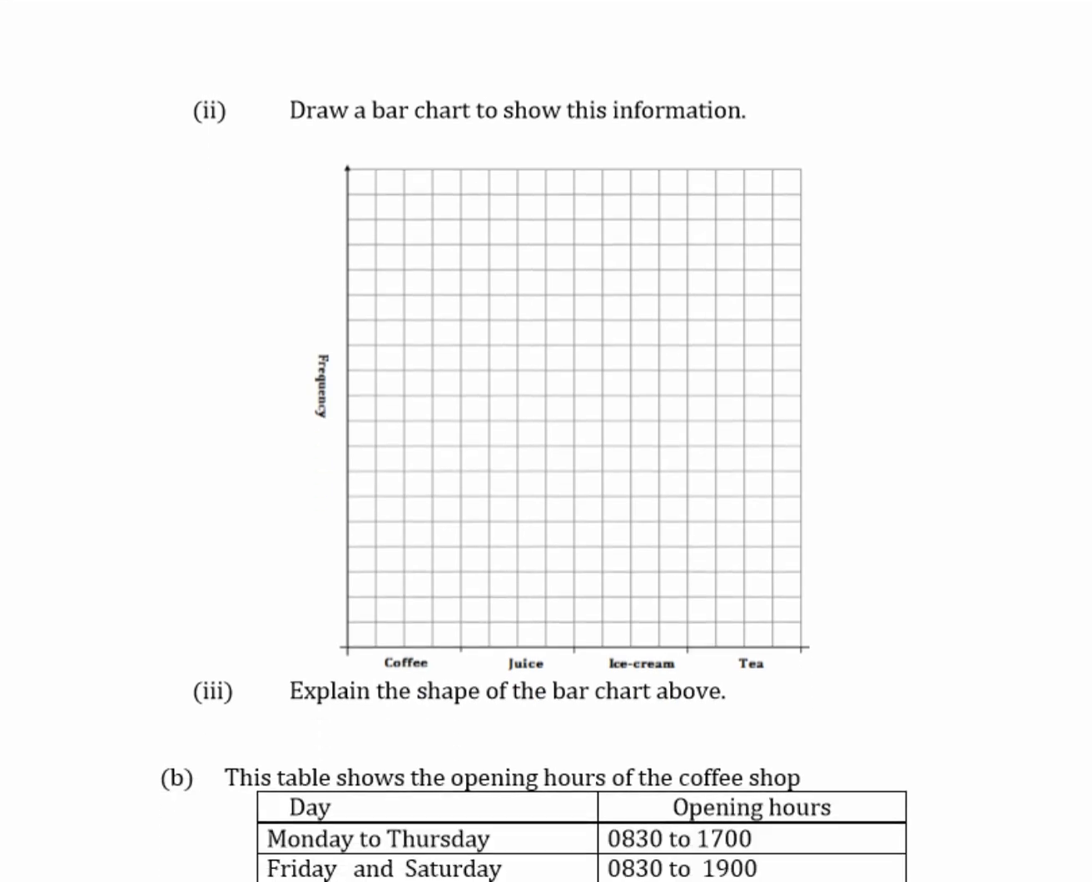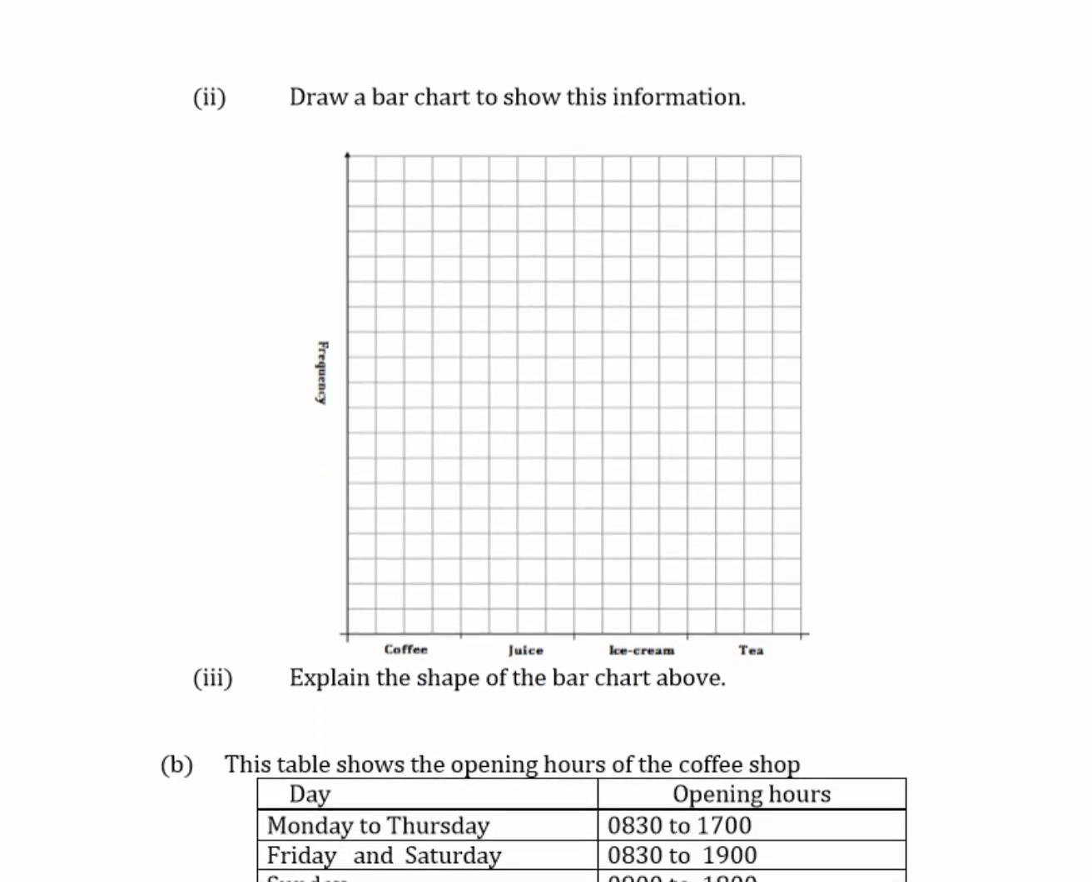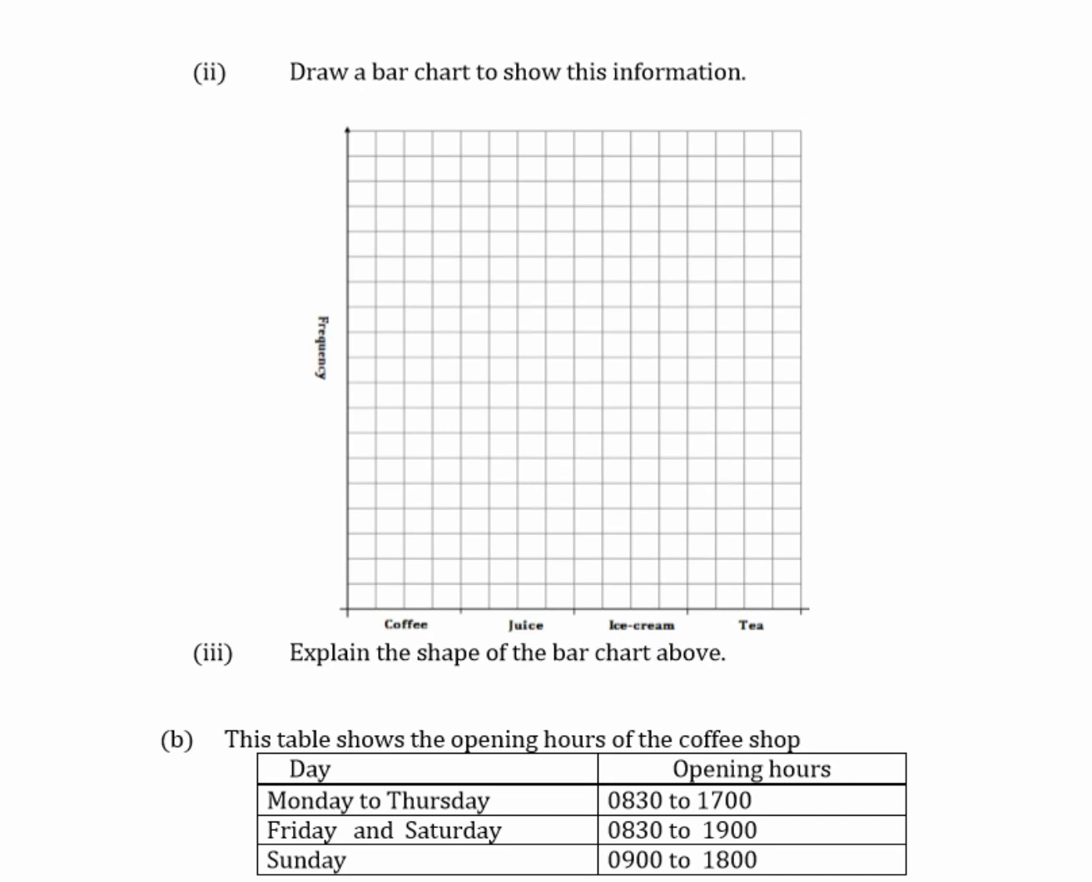Roman numeral 2. Draw a bar chart to show this information. Remember, when we are drawing bar charts, we have to skip space between bars. Should you not skip space between two bars, then that one is going to be called a histogram. And for today's case, we want you to draw a bar chart.